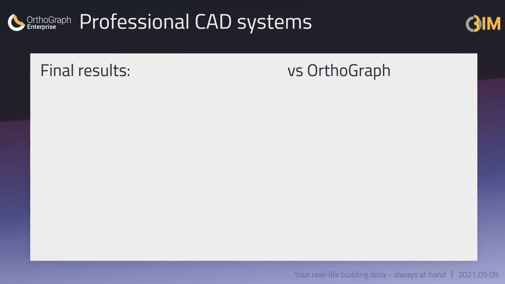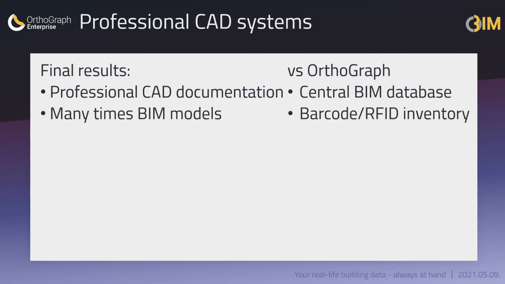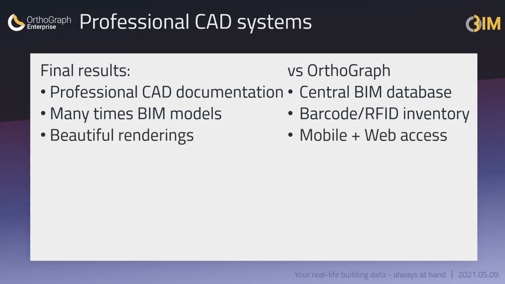What's the output of CAD systems? First of all, very detailed professional CAD documentations, great designs for each building individually. The better systems like Revit or ArchiCAD are following or even defining the concept of BIM, but they all lack inventory where assets have their unique identifiers, barcodes or RFID tags. The main output is again the beautiful renderings.